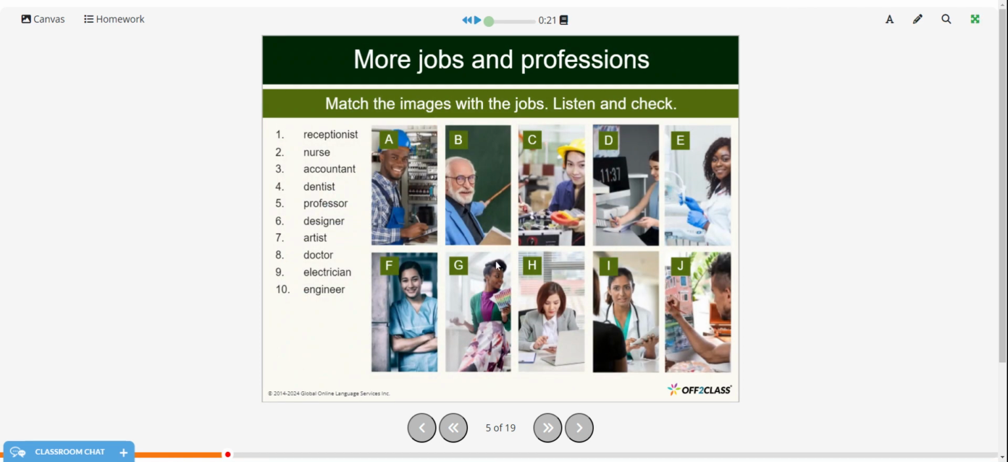All right, again, you're going to try to match the pictures with the words here on the left. So again, you can pause the video, take a few minutes to do that, and then restart when you're ready to see the answers.